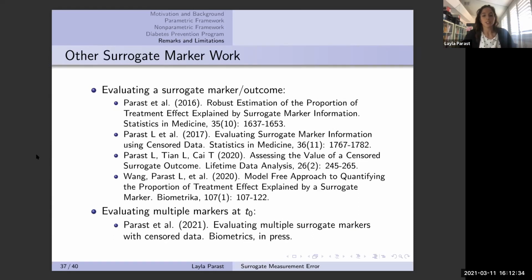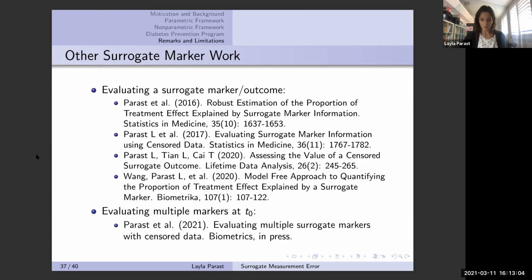And then just to mention some of the other work on surrogate markers that I've referenced throughout. There are certainly methods that we've proposed and others have proposed to evaluate a surrogate marker. There are methods available when the outcome is censored data, when the surrogate marker is not actually a marker, like a biomarker, but is instead an outcome itself that's subject to censoring.